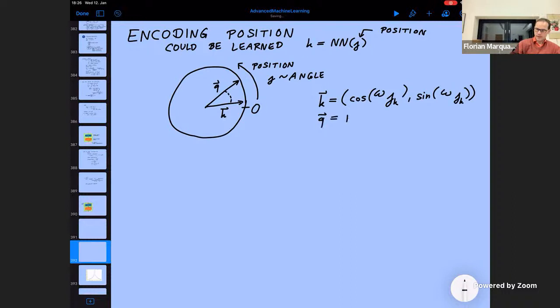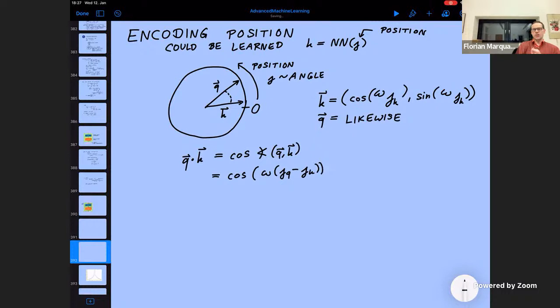So now let's see how that works out. When we apply our attention mechanism, we always encounter a scalar product. So Q times K, what is this? Well, they are both unit vectors, so it's just the cosine of the angle. And the cosine of the angle between them is, of course, the cosine of omega times (j_q minus j_k). Okay, that looks good, because if j_q equals j_k, if they match, then it's the cosine of zero, so it's maximum.